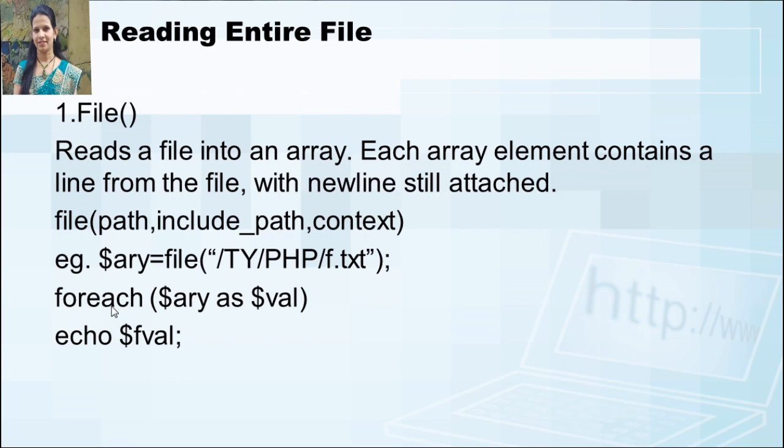Then we use foreach to print the values stored inside the array as single elements. When you print this, you will again get the whole data, because at the place of the first element, the first line is stored. So echo this for all the values of the file.